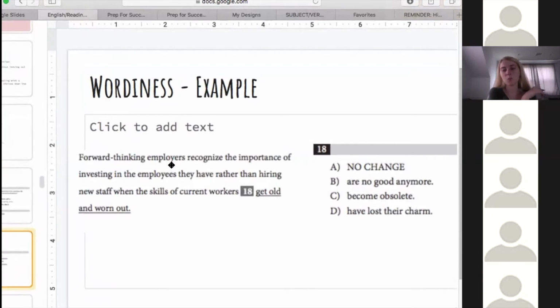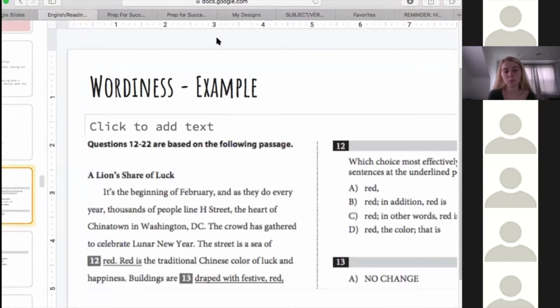Oh, someone said, would A be a comma splice? So I just want to address that real quick before going into the next. So here, let me end the poll. I want to address this real quick.